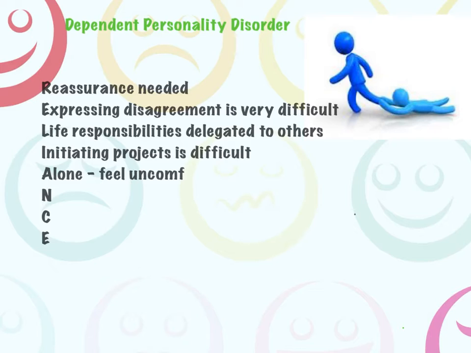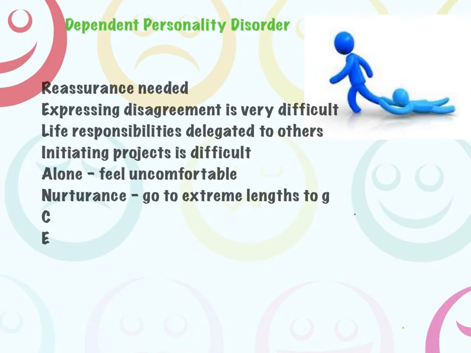uncomfortable, and they can actually get almost panicky. They cannot be alone. They cannot tolerate living alone. So, nurturance is our N. They will go to extreme lengths to get nurturance and support. Really, like almost a humiliating type of behavior. They will grovel to get somebody's nurturance, somebody to take care of them. They'll manipulate, but they cannot act for themselves.